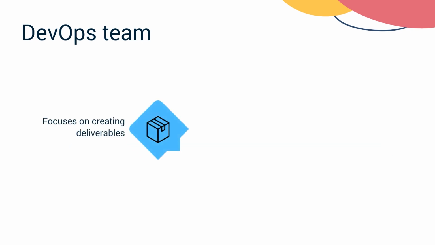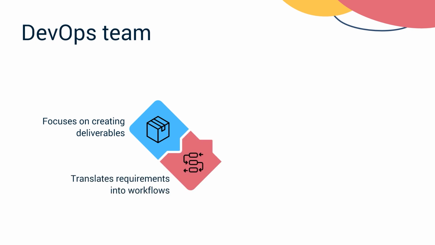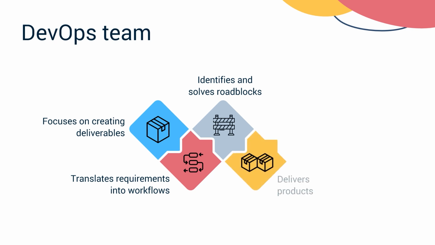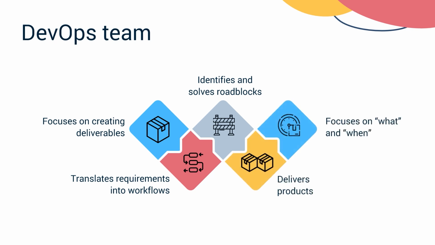The DevOps team members are focused on creating deliverables. They translate requirements into actionable workflows, identify and solve roadblocks, and deliver the product. Their primary focus is on the what and when of the project.